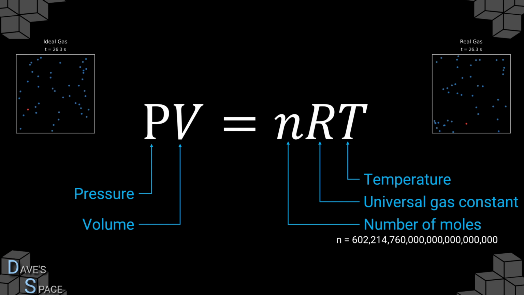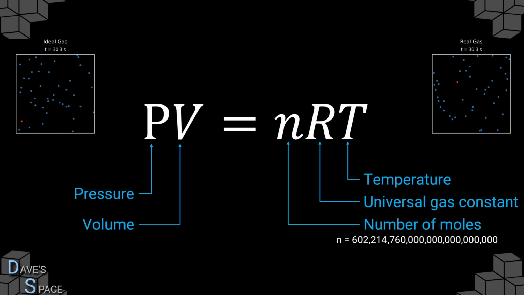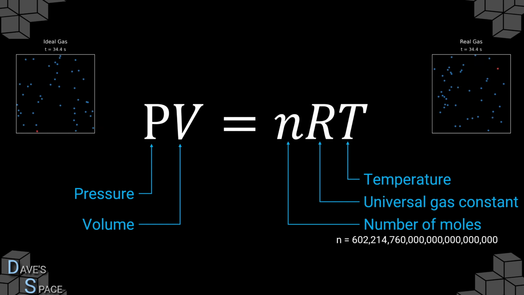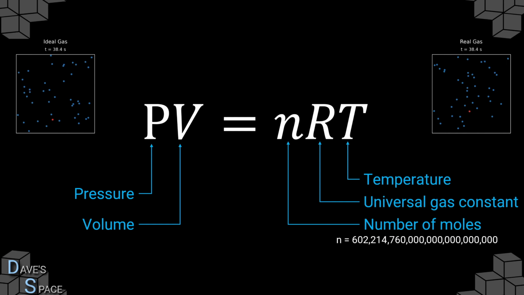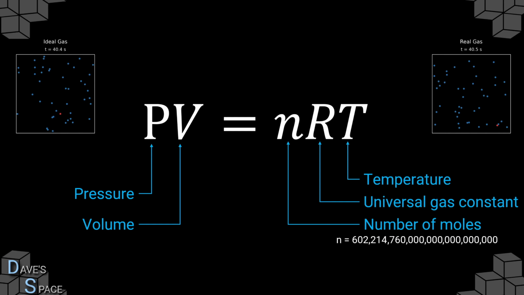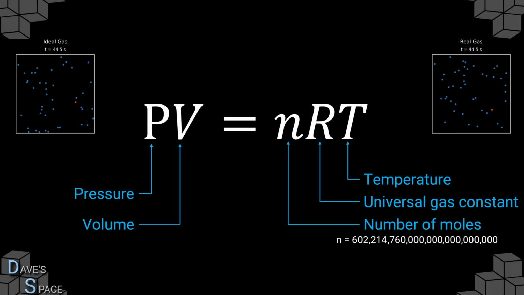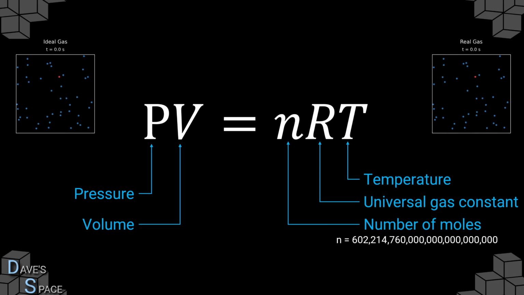Now, just looking at the equation, it is interesting to see that there is no obvious mass term. So, at the same temperature, it doesn't matter if the gas is monatomic helium, a light molecule, or diatomic oxygen, a considerably heavier molecule, only the number of molecules matters, which is very interesting. So let's actually explore what P, V and T are, and what this equation tells us.